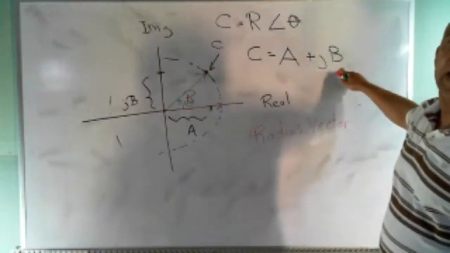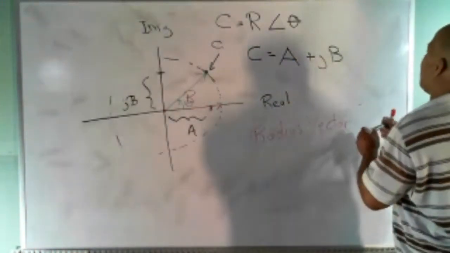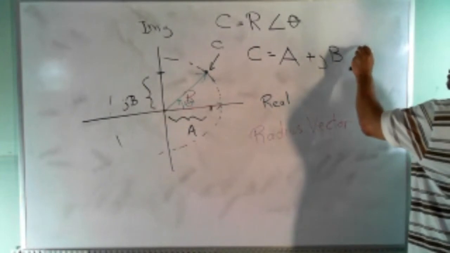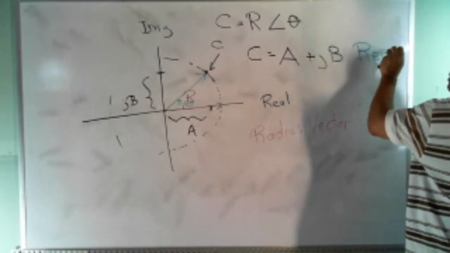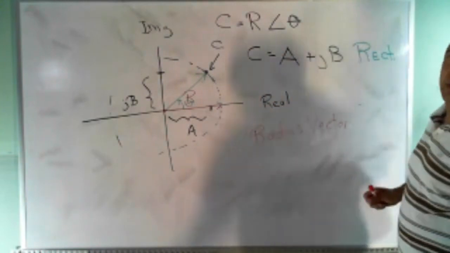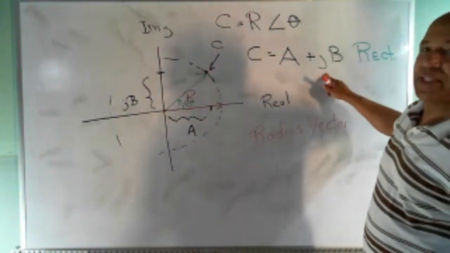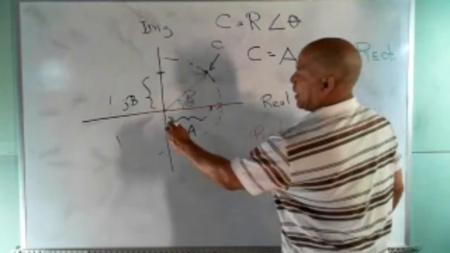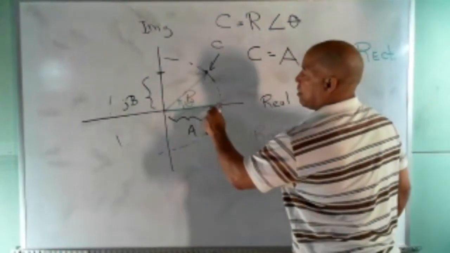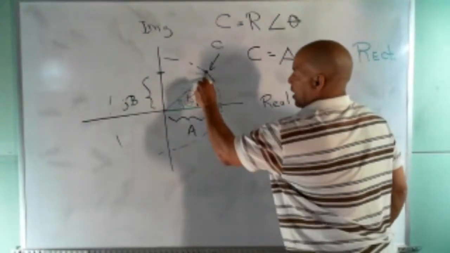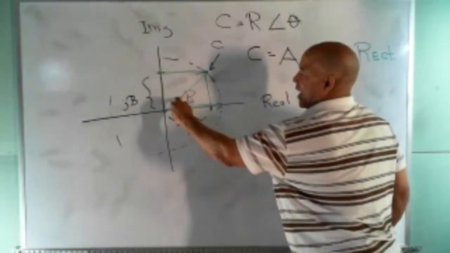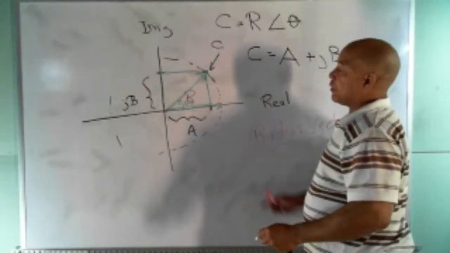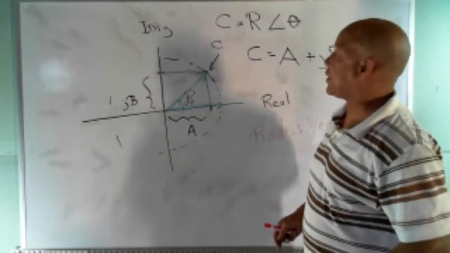Anytime you see a complex number with a j in it, we call that rectangular form. I'm just going to abbreviate. This is the rectangular form of a complex number. So if it has a j in it, it's rectangular form. The reason it's rectangular is that if you go over and up, I can make this rectangle like that, and then that diagonal gets me to the complex number. So that's the rectangular form of a complex number.